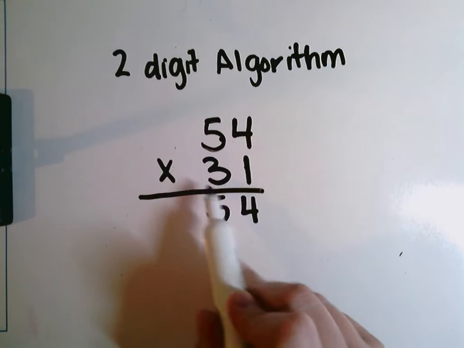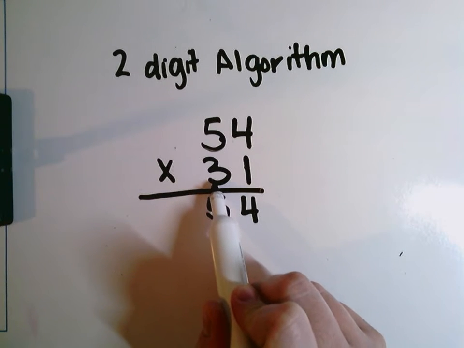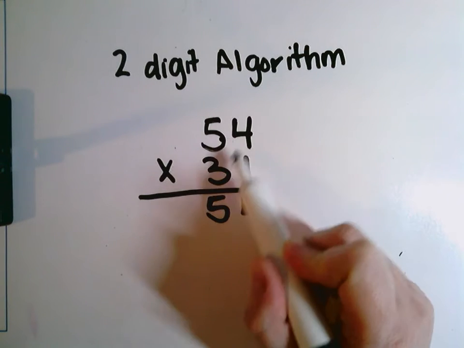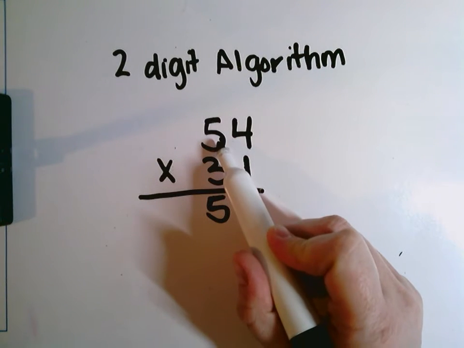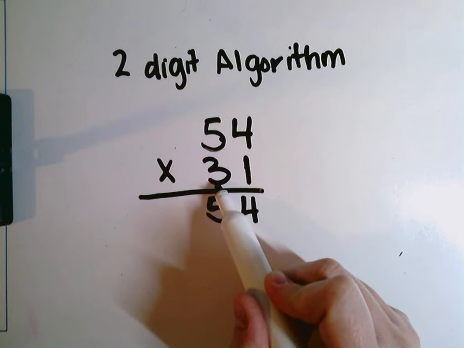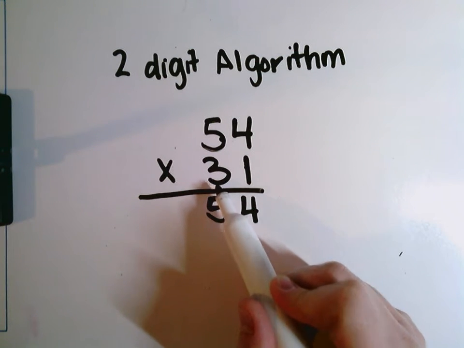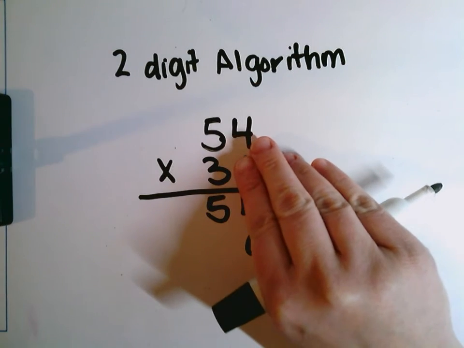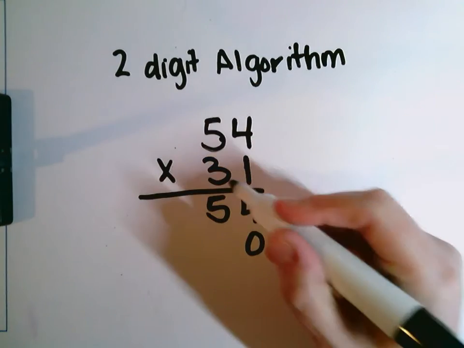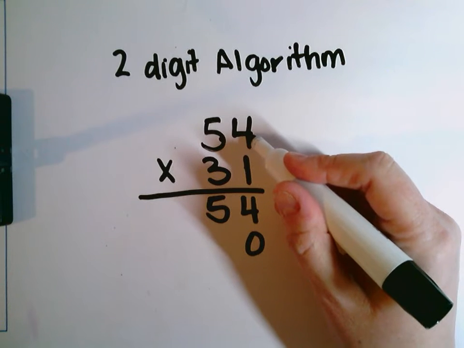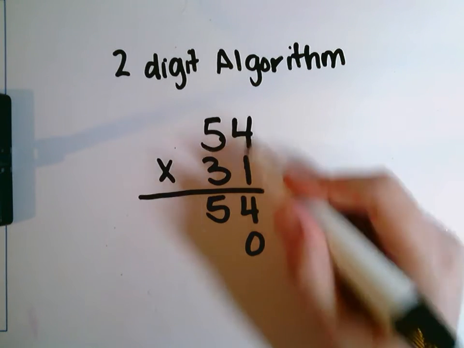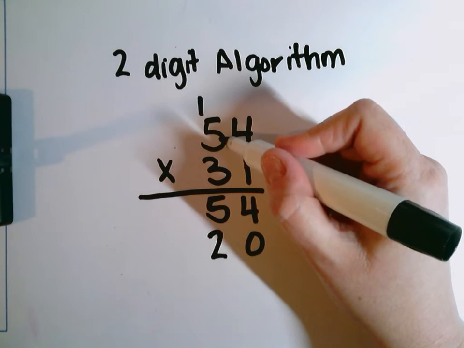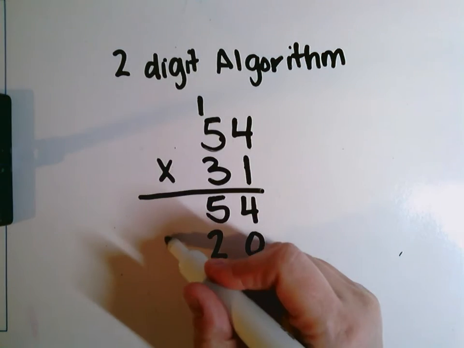Now I'm going to go to my tens place. Remember, this 3 in the tens place stands for 30. So I'm going to do 30 times 4 and 30 times 5. Remember, because I'm multiplying by 30, my answer is going to end in a 0. So I'm going to put that 0 down already and just pretend like I'm multiplying by 3. 3 times 4, we always start at the ones in the upper number. 3 times 4 is 12. Regroup my 1. 3 times 5 is 15, plus 1 more is 16.